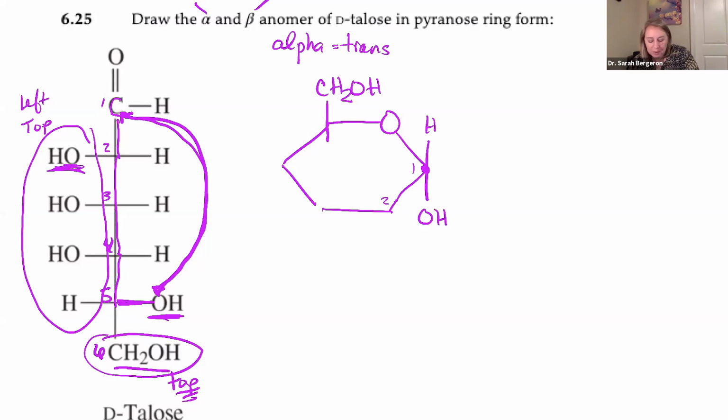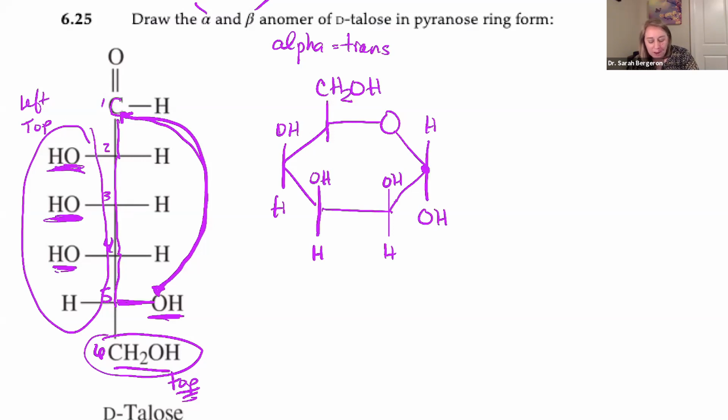So let me erase my numbers because we don't need those. So what do we say on top? OH. So what goes on the bottom? Hydrogen. Go to carbon 3. Carbon 3, OH should be on the top, H should be on the bottom. Carbon 4, OH on the top, and then H on the bottom.